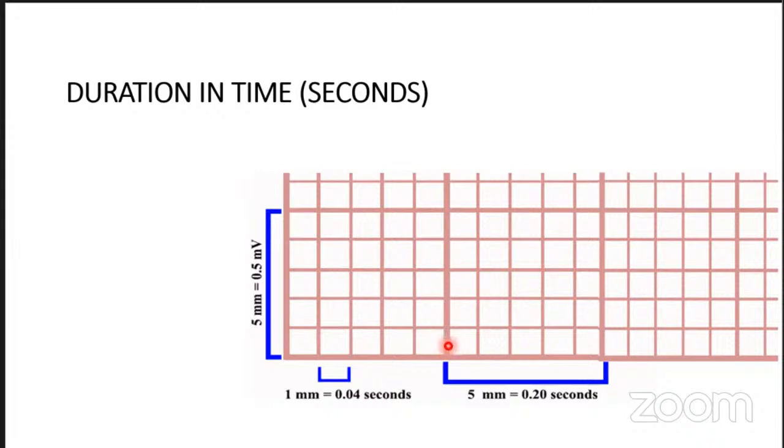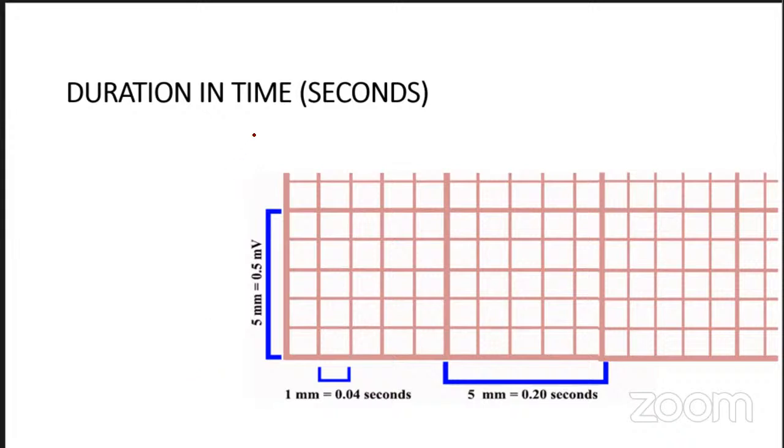But again, just take note, just remember that one small box is 0.04 seconds. Okay, so now let's look at the waves and intervals. So one thing I want you to remember is that we said we're going to have our P wave, our QRS complex, our T wave, our PR segment, and all of that.